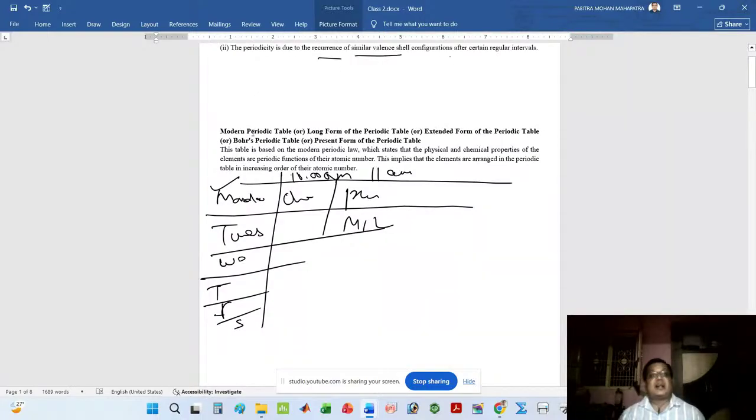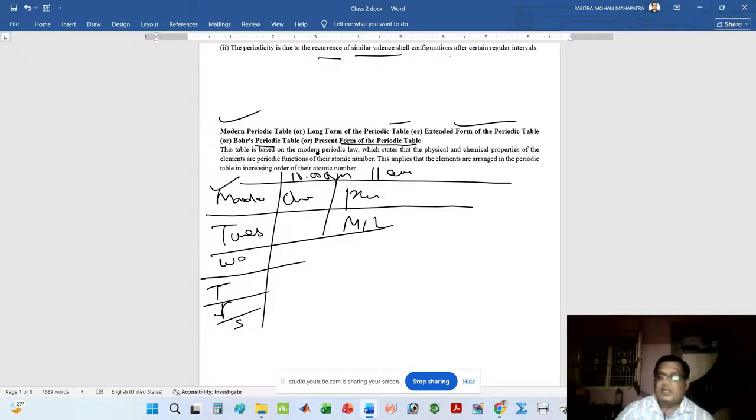Next, move to the modern periodic table. The modern periodic table has different names. You can call this the modern periodic table. You can also call it the long form periodic table. This is the extended form of the periodic table. It is also called Bohr's periodic table. This is also the present form of the periodic table. There are different ways you can refer to this periodic table.